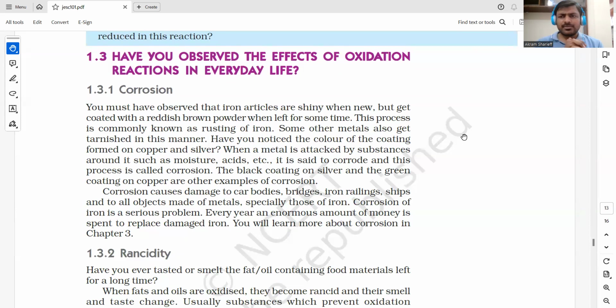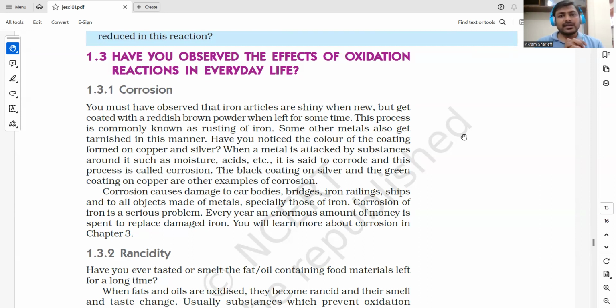We have some techniques to prevent rusting also. You must have observed that iron articles are shiny when new, but get coated with a reddish brown powder when left for some time. This process is commonly known as rusting of iron. Some other metals also get tarnished in this manner. Have you noticed the color of the coating formed on copper and silver?